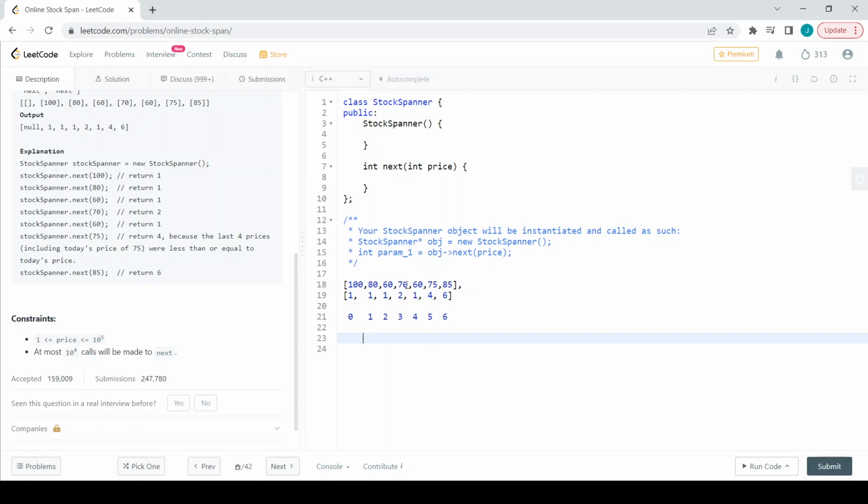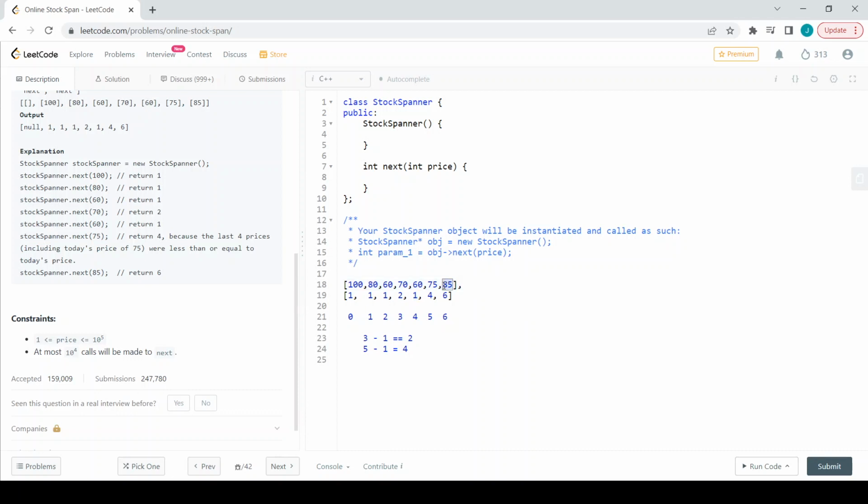So for this 70, the next greatest element is at index 1, so we can say 3 minus 1, which is equal to 2. And for this 75, the next greatest element is at index 1, and the current index for 75 is 5, so we just subtract: 5 minus 1, which is 4, so we get our answer. And for this 60, the next greatest element is at index 3, and the current index is 4, so 4 minus 3 gives 1, which is our required answer.